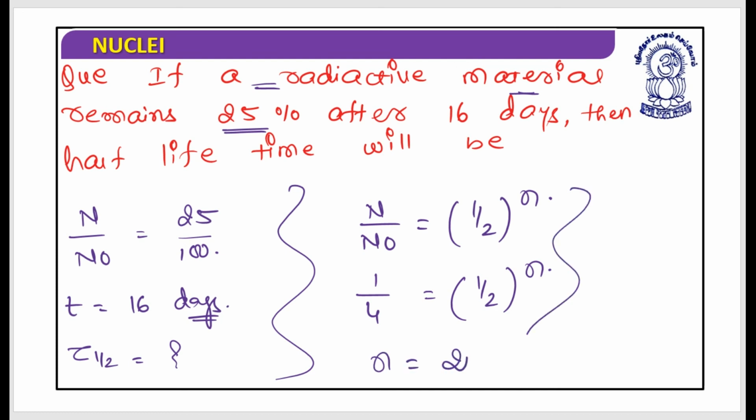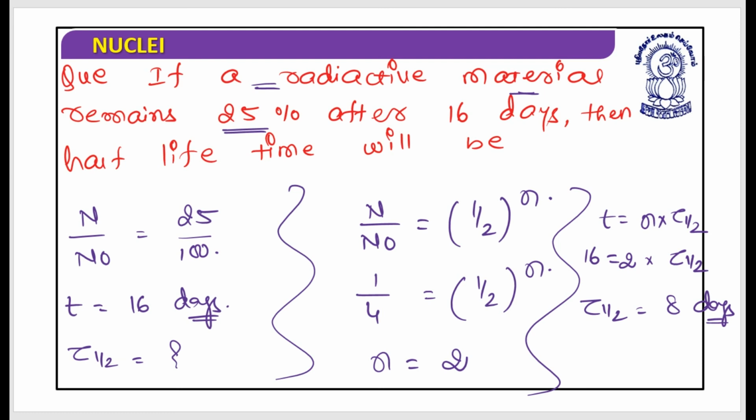So T is equal to n into tau half. Total time is 16 days, which equals 2 into tau half. So tau half will be equal to 8 days. This amount of time has been taken to achieve this. I hope this is clear.